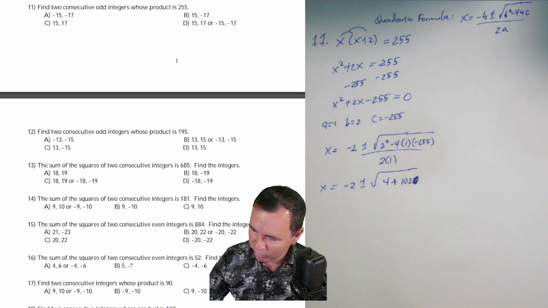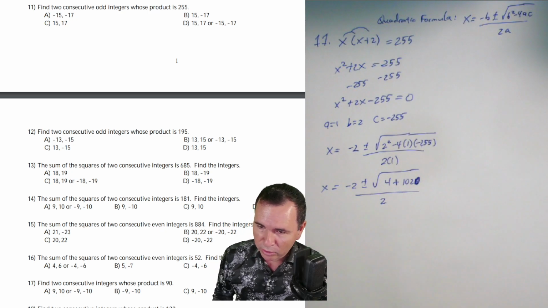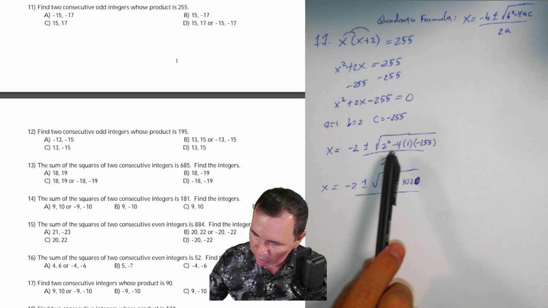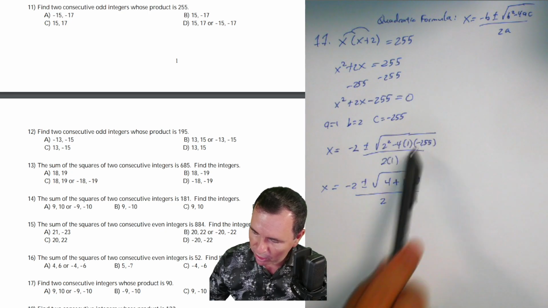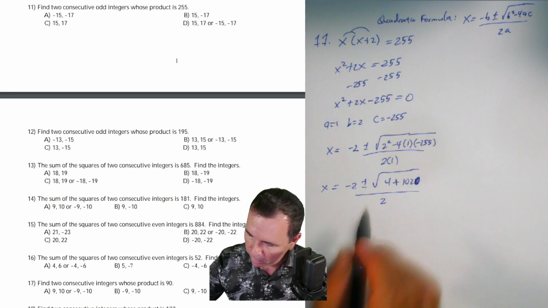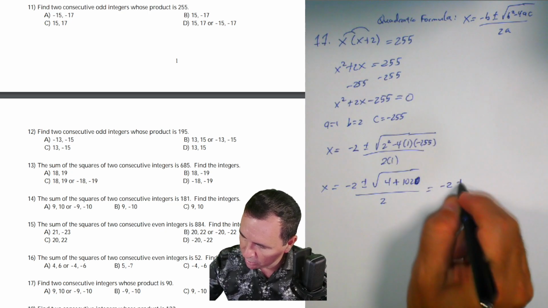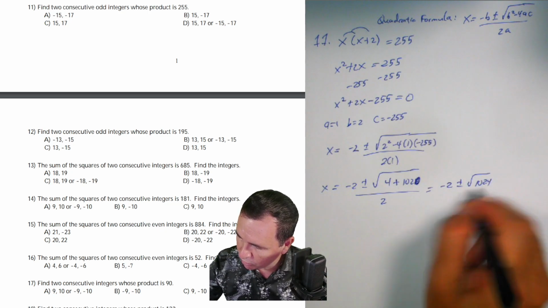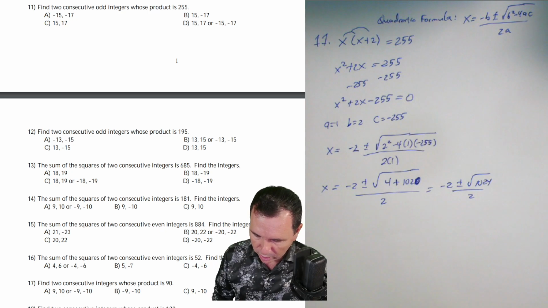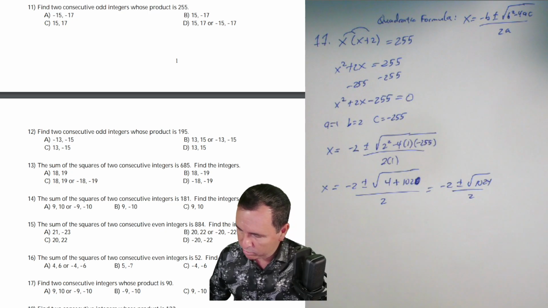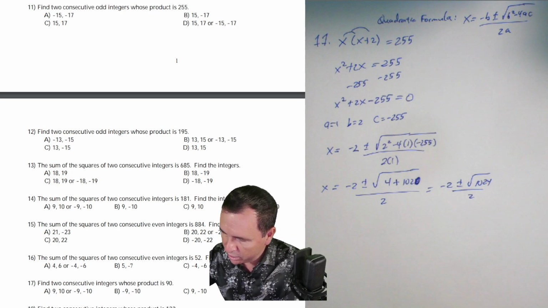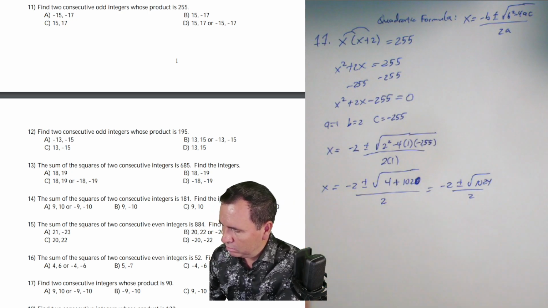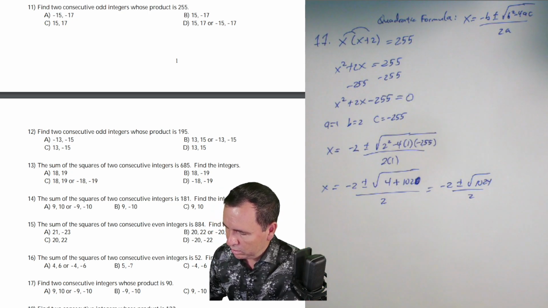I'm getting ahead of myself here. Over 2. Now, it's going to be positive because a negative times a negative gives me a positive. And then this turns into negative 2 plus or minus the square root of 1024, all over 2. But the square root of 1024, if I turn my calculator sideways, oops, turned it off.